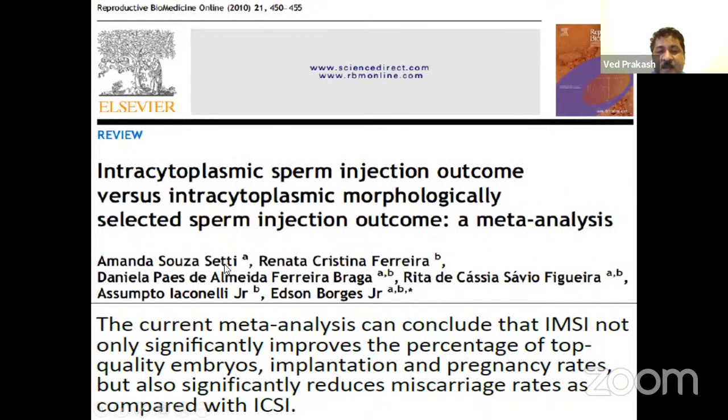Again, there is one more report in 2010, intracytoplasmic sperm injection outcome versus IMSI, intracytoplasmic morphologically selected sperm injection outcome. They showed that the current meta-analysis can conclude that IMSI not only significantly improves the percentage of top quality embryos, implantation and pregnancy rate, but also significantly reduces miscarriage rate as compared with ICSI.